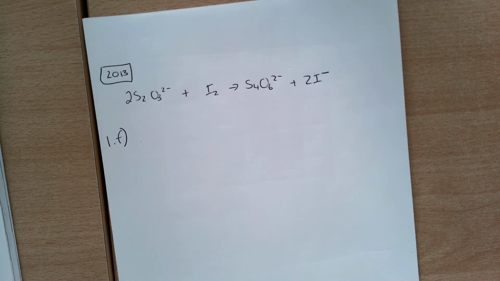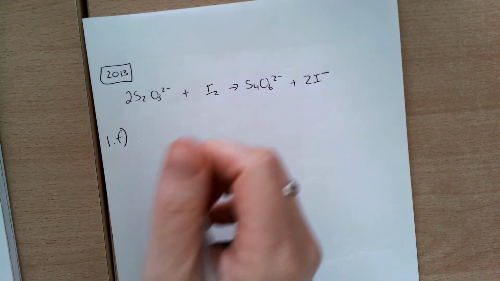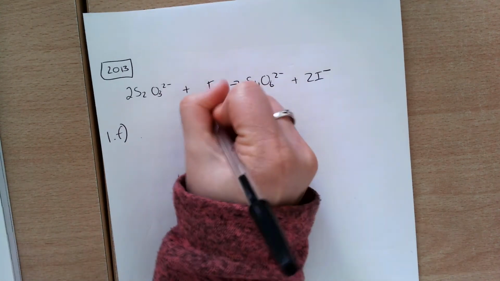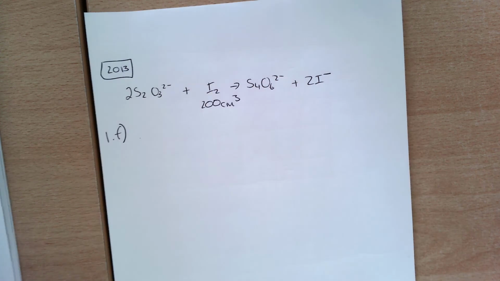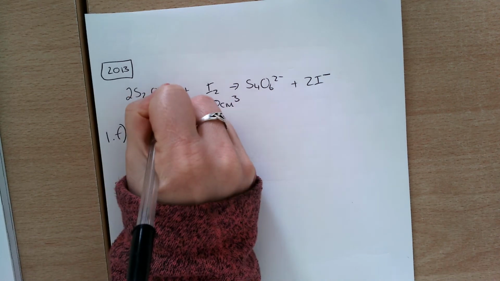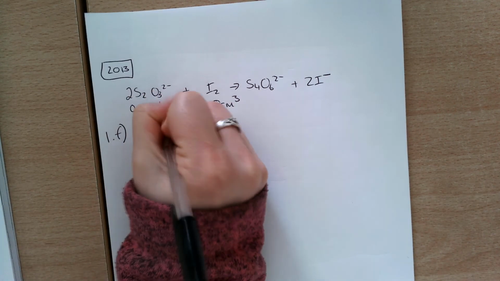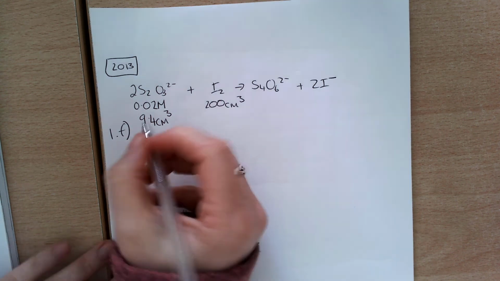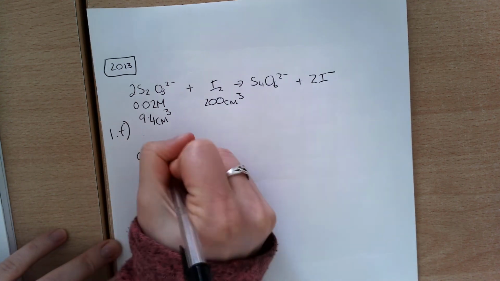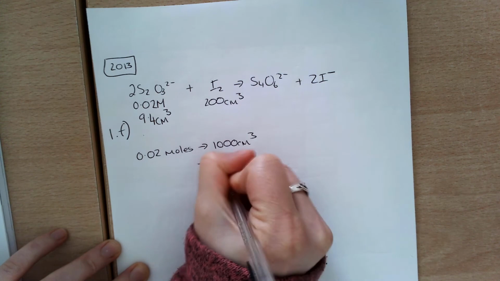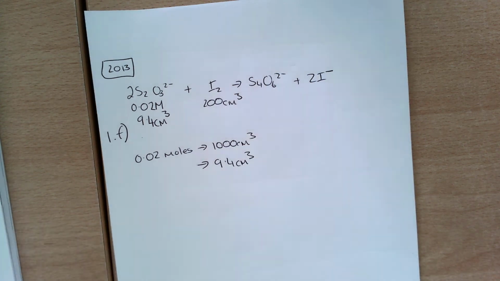After the 3 additions, the thoroughly mixed contents of the sample water were titrated in 200 centimetres cubed portions. So that means I have 200 centimetres cubed of iodine here, and they were titrated with the 0.02 molar sodium thiosulfate, with the average titration figure as 9.4 centimetres cubed. What I'm asked here is to calculate the concentration of iodine in the sample of water. So I have 0.02 molarity, which means moles per litre, which is 1000 centimetres cubed. I only have 9.4 centimetres cubed in this particular question.